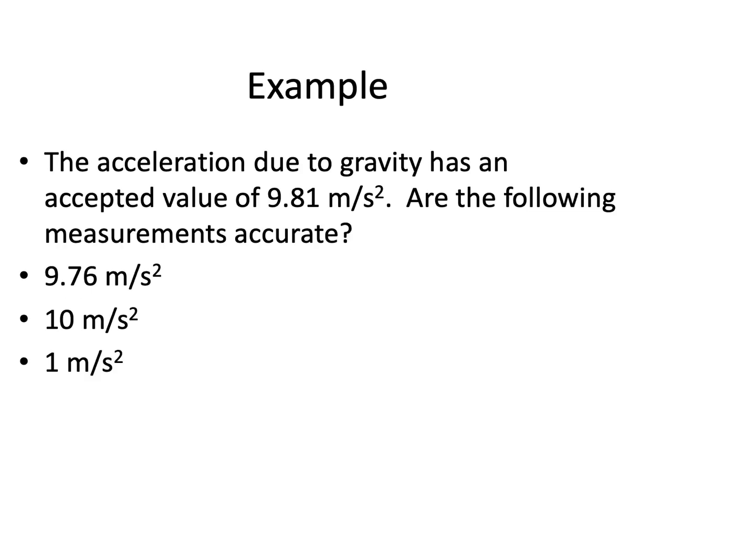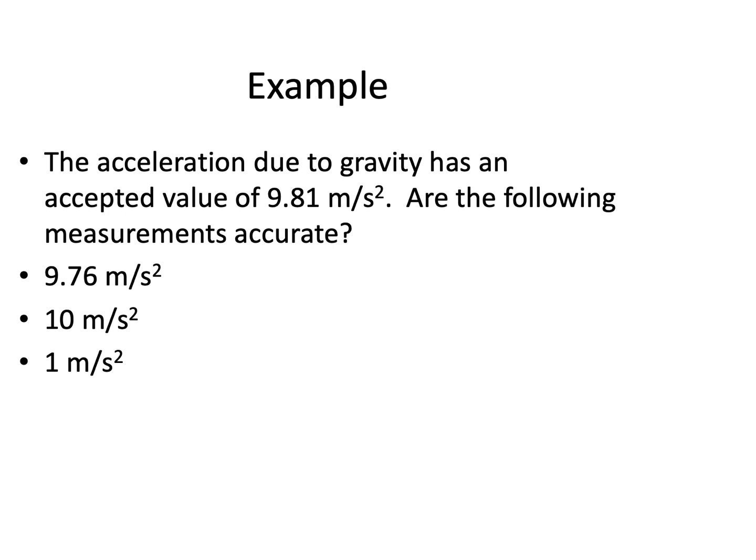Now let's talk about an example here. The acceleration due to gravity has an accepted value of 9.81 meters per second squared. Now, we're actually going to learn about this later in the course, and we'll learn about what those units mean and what the number tells us. But all you need to know at this point is that there's some quantity and it's known. It's been measured many, many times, and we know that the value is 9.81 meters per second squared.